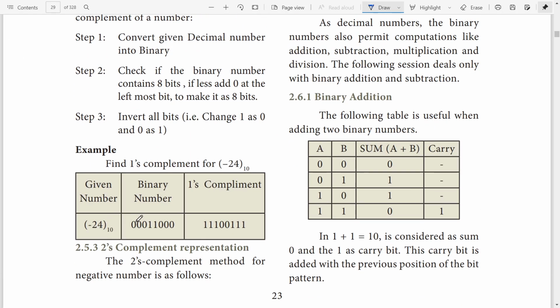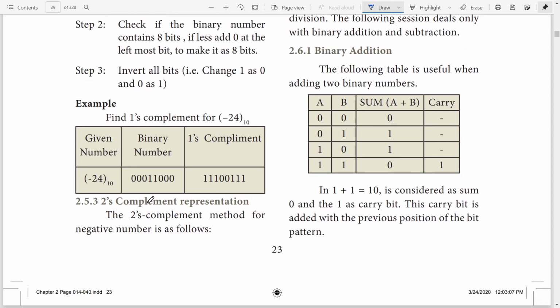Minus 24. The value is 0 0 0 1 1 0 0 0. One's complement is the alternate of this. Instead of 0, you are going to write 1. Instead of 1, you are going to write 0. Next one is two's complement.